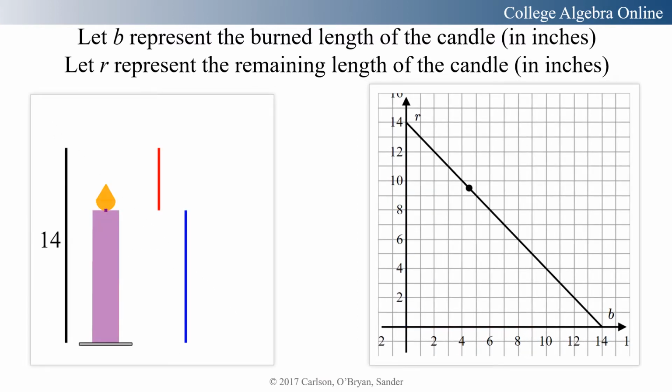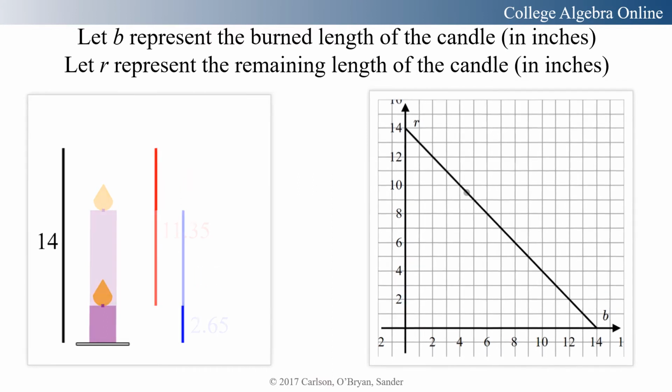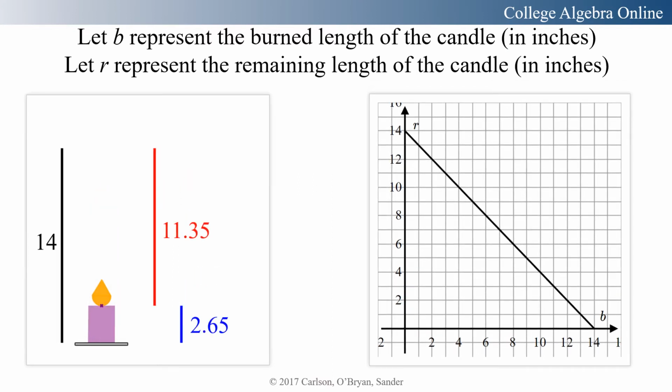The point shown on this graph shows that at some moment during the candle burning scenario, the burned length of the candle is 4.5 inches, and the remaining length of the candle is 9.5 inches. On the other hand, if the burned length of the candle is 11.35 inches, and the remaining length of the candle is 2.65 inches, we can plot a point at (11.35, 2.65) to represent the simultaneous values of b and r at this instance.